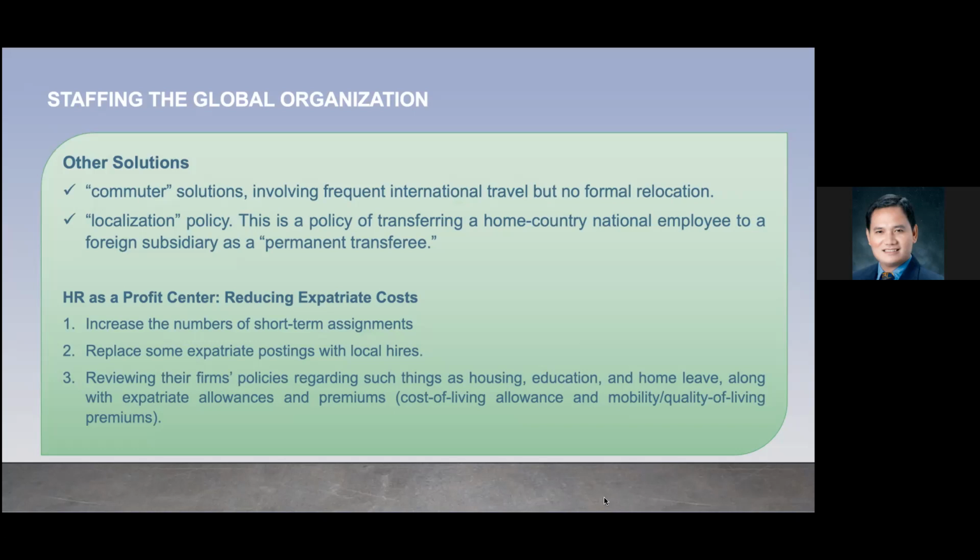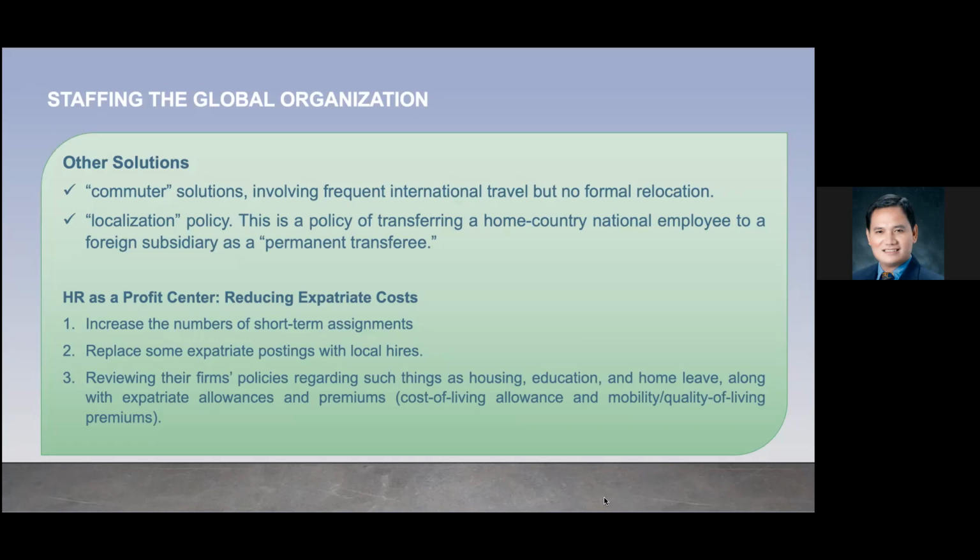So, given the expense of sending employees abroad for overseas assignments, the employer's human resource team plays a big role in controlling and reducing expatriate costs. A survey shows some of the steps HR managers are taking to reduce these expenses. First, companies are upping the numbers of short-term assignments that they make. This lets them use short-term expats to replace some long-term expats and their families, whom the company must maintain abroad for extended periods. 50% of the companies surveyed are also replacing some expatriate postings with local hires.